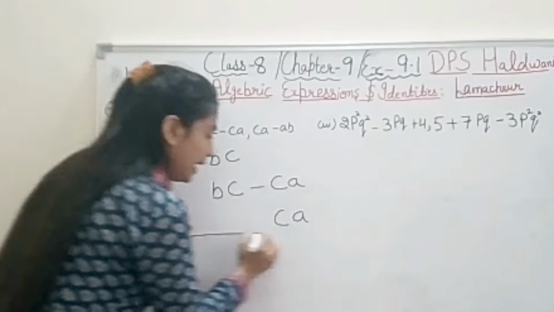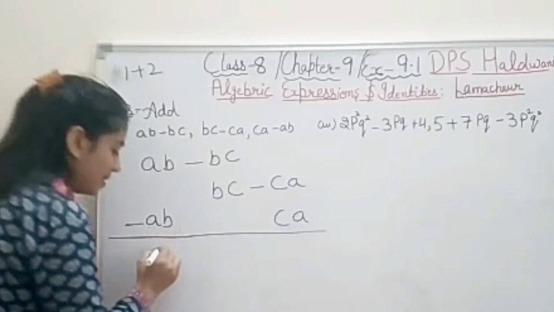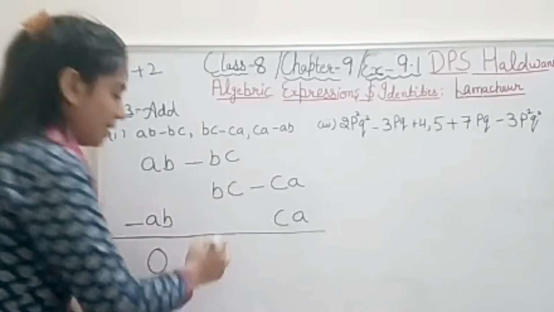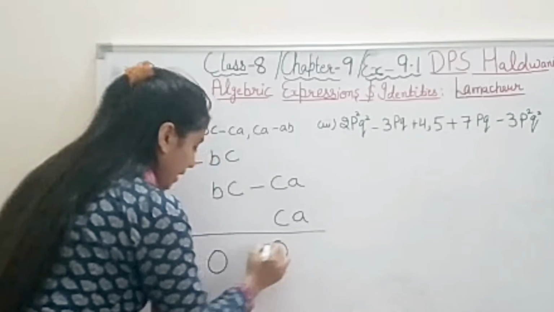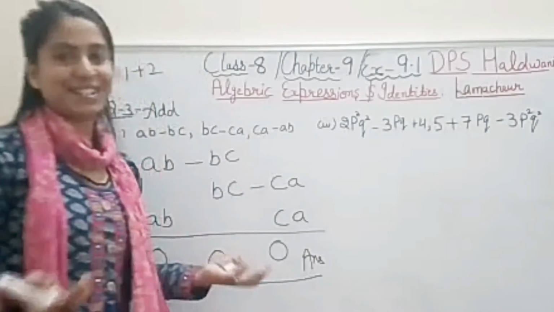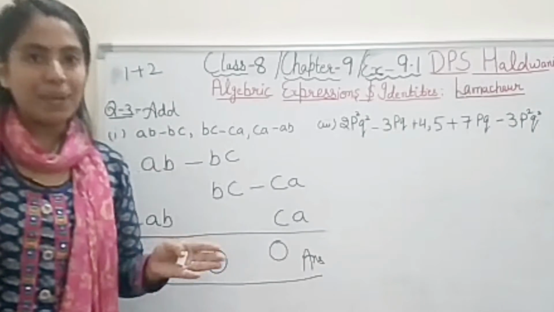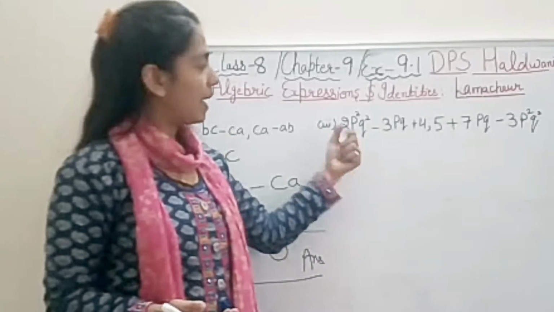Right? So now do the addition. Plus, and this one is minus, so plus minus is 0 only. It will cancel, you can say. Plus BC minus BC, so it will also be 0. Plus CA minus CA, it will also be 0. It means the sum is 0. That's it student. Like you used to do the addition or subtraction with numbers, same with the variables also. Right student?